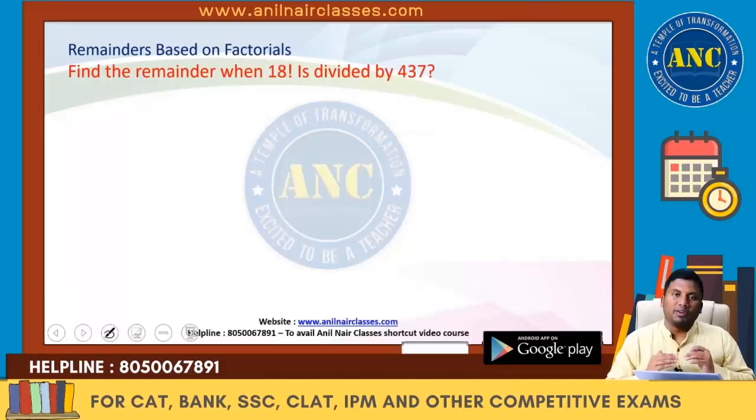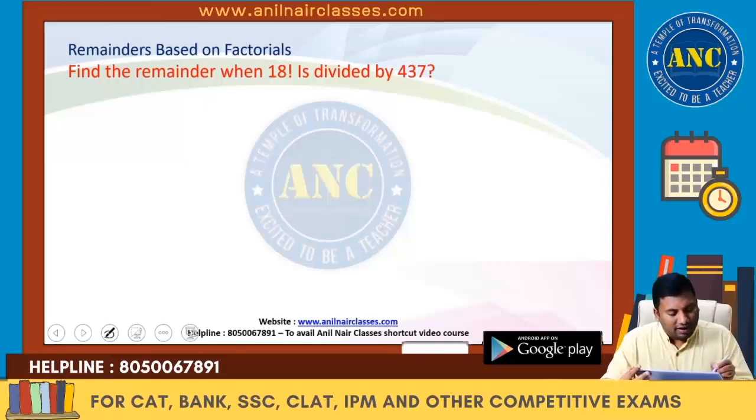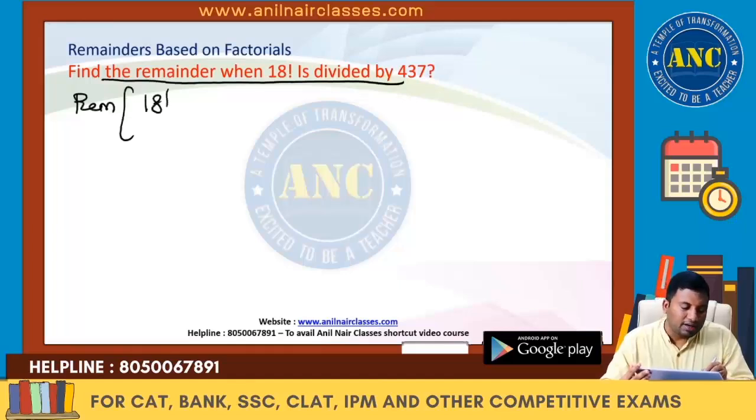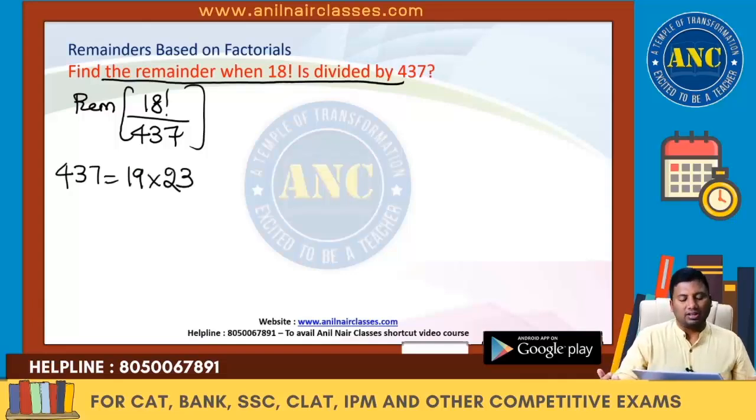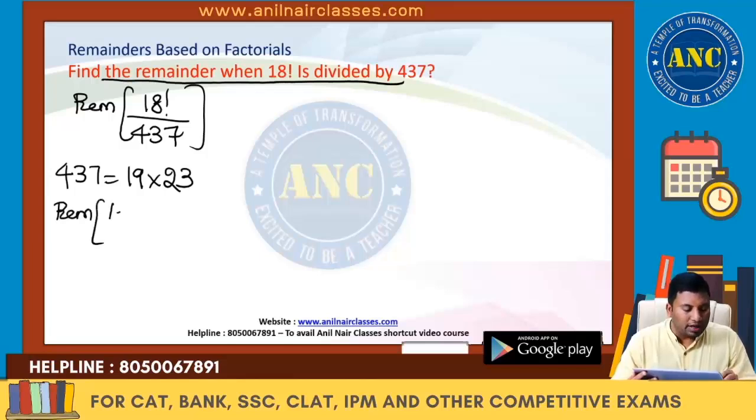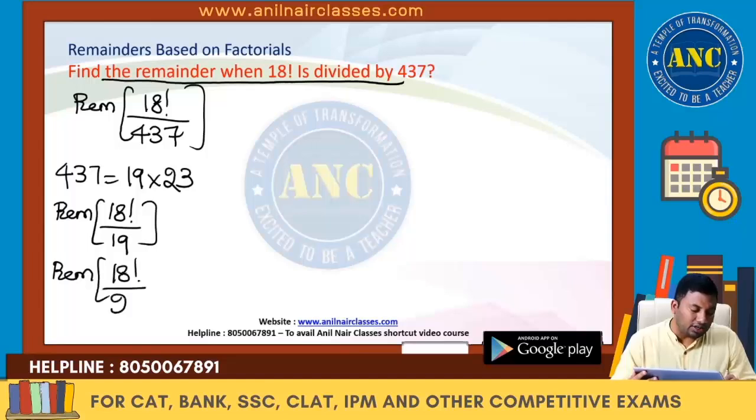Another question. Now we will discuss the next level of questions. Find the remainder when 18 factorial is divided by 437. First we have to factorize 437. 437 is 19 into 23. So what are the concepts that we are going to use here? We have to find the remainder when 18 factorial is divided by 19, and the remainder when 18 factorial is divided by 23, and then we have to form the equations.